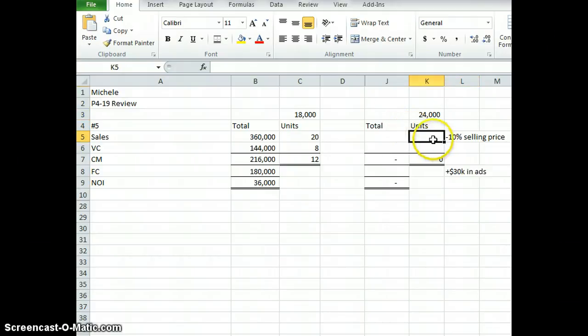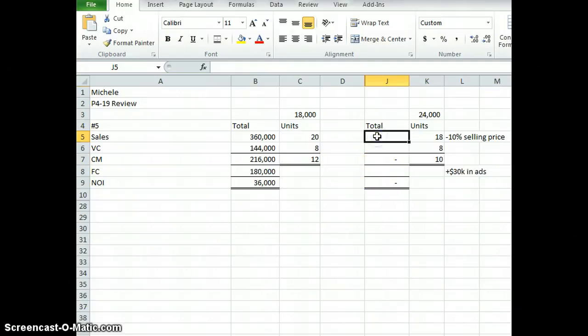We're being asked to reduce our selling price by 10%. So a 10% reduction in selling price is equal to the original selling price times 90%, or $18. Our variable cost structure stayed the same. And our fixed costs are going to go up, but we'll take care of that in a minute.